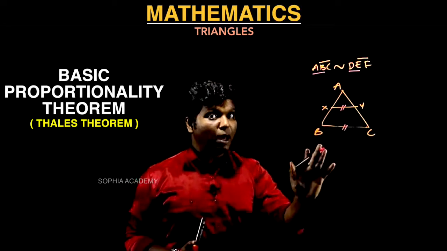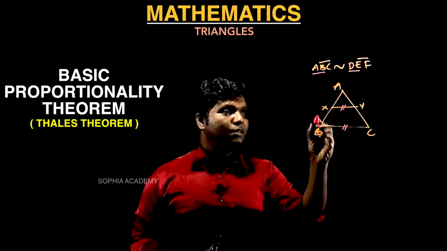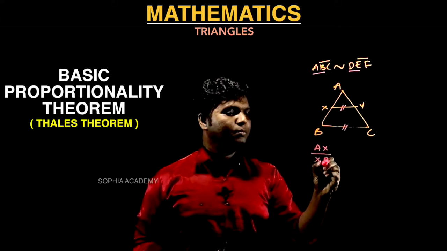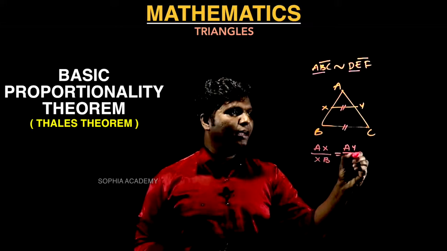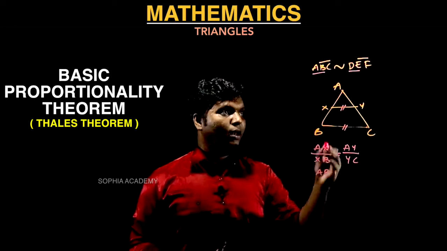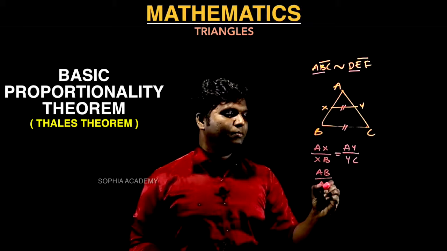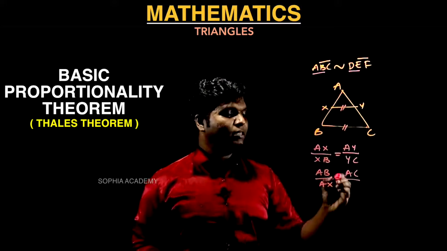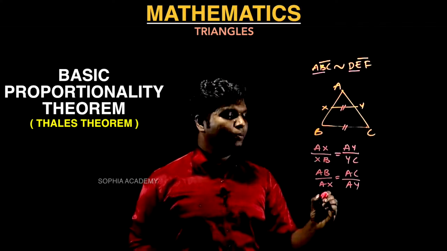That's all. So if these two lines are mentioned as parallel, the theorem behind this is that AX by XB will be equal to AY by YC. At the same time, we can say AB by AX will be equal to AC by AY, taking the correspondence. We can go for it like this also.